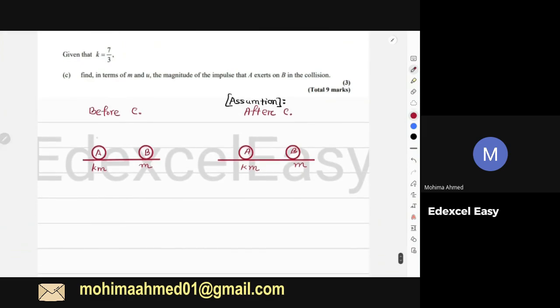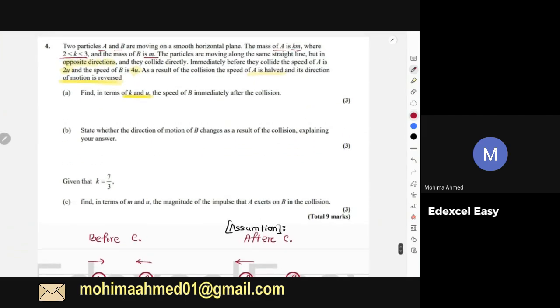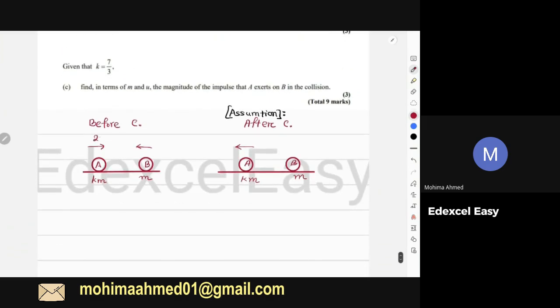They were moving in opposite directions, and after the collision, A has reversed its direction. As I was saying, the initial velocity of A was given as 2u and B was 4u, taking the direction towards the right as positive. That means this will be negative and this will be positive.